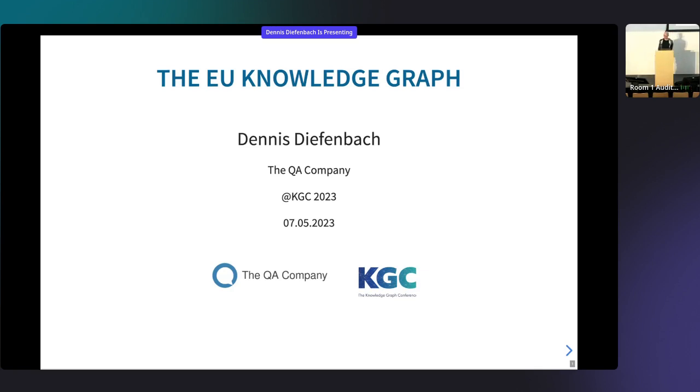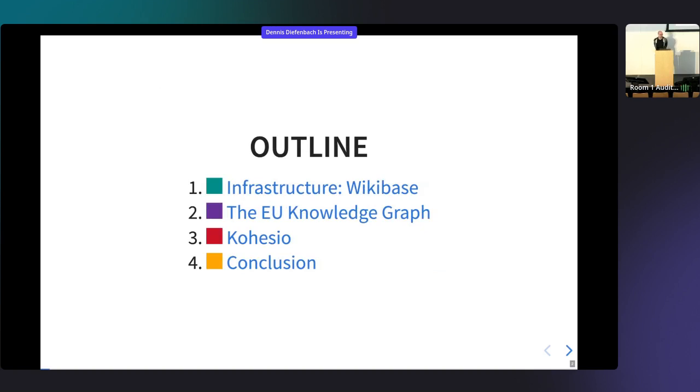Let's start. The outline of the talk is the following. I'm first going to describe the infrastructure of the EU Knowledge Graph, which is Wikibase, and spend a few words about Wikibase. Then I'm going to describe the EU Knowledge Graph. I think it's a good chance to look really into a knowledge graph. Generally, it's not so easy to do that. In part 3, I'm going to describe Cohesion, which is a concrete use case that is building on top of the EU Knowledge Graph, and some conclusions.